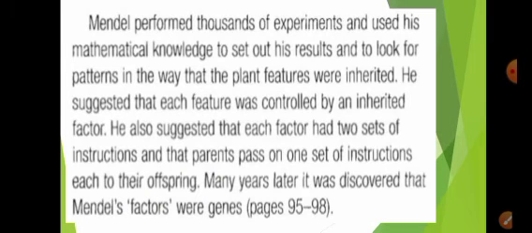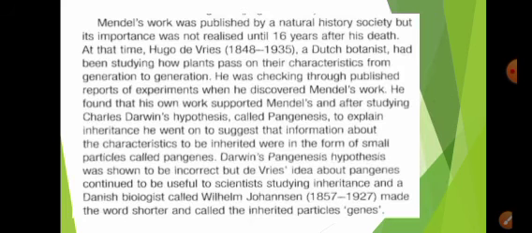it. Mendel performed thousands of experiments and used his mathematical knowledge to set out his results and to look for patterns in the way that the plant features were inherited. He suggested that each feature was controlled by an inherited factor. He also suggested that each factor had 2 sets of instructions and that parents pass on 1 set of instructions each to their offspring. Many years later, it was discovered that Mendel's factors were genes. Mendel's work was published by a natural history society, but its importance was not realized until 16 years after his death.